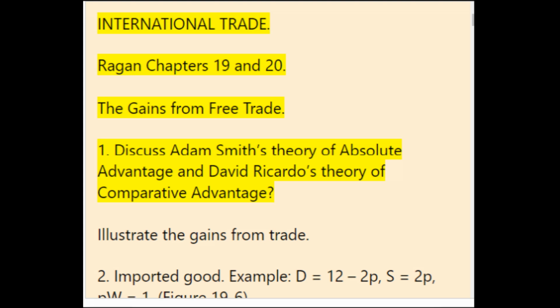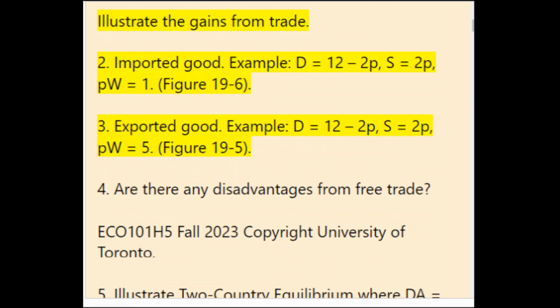International Trade. Reagan Chapters 19 and 20. The Gains from Free Trade. 1. Discuss Adam Smith's theory of absolute advantage and David Ricardo's theory of comparative advantage. Illustrate the gains from trade.